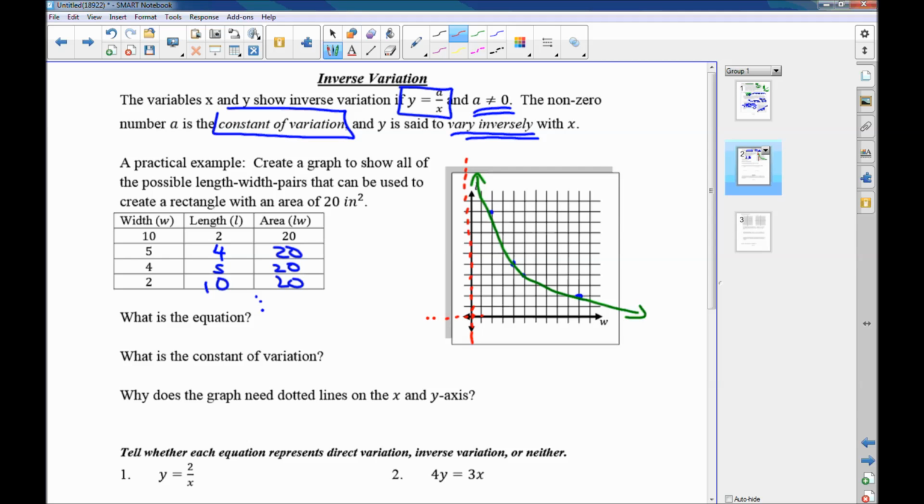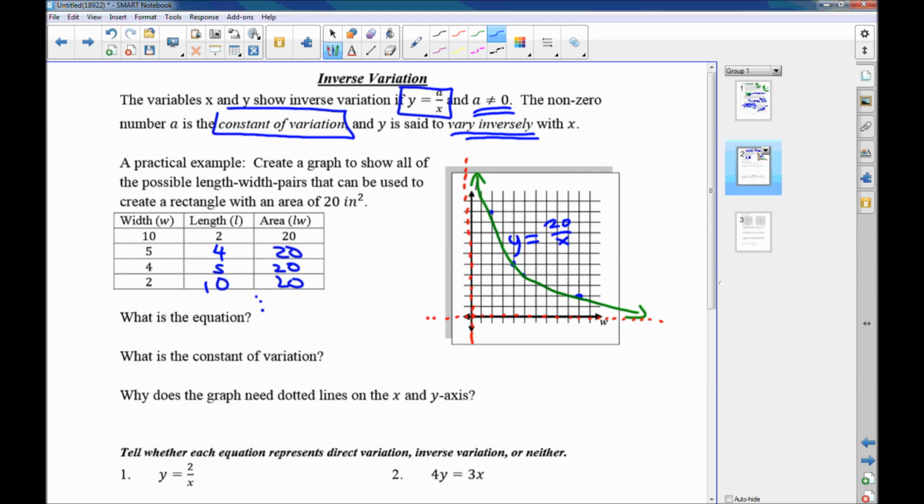And it's never going to cross over this axis, because there's no way I can pick the length of 0 and get a width of 20. So what we do is we draw 2 dotted lines on there. Those dotted lines have a special name we'll talk about in a minute. And the green graph would never cross over those 2 dotted lines. So our graph here is y equals 20 over x.